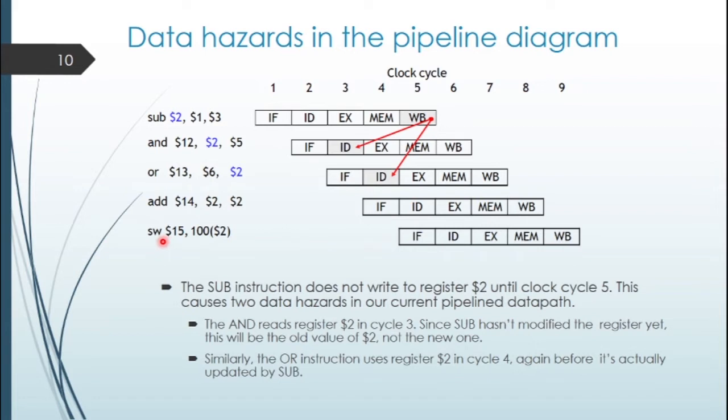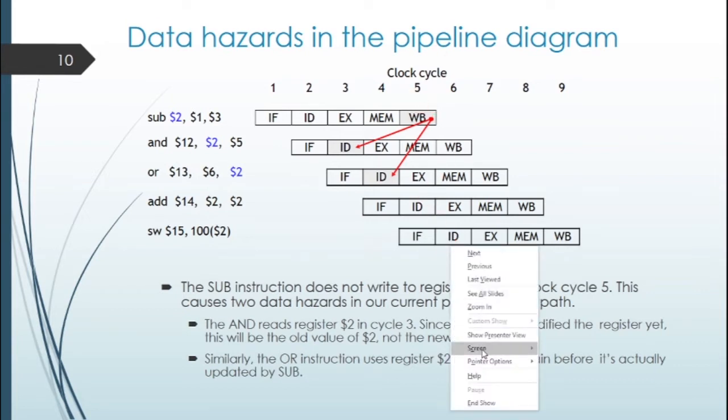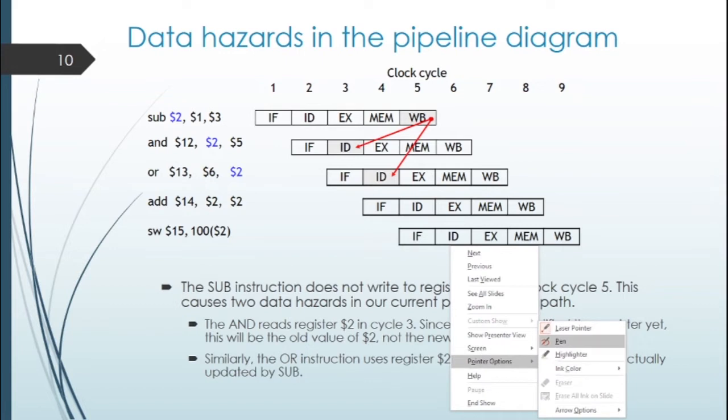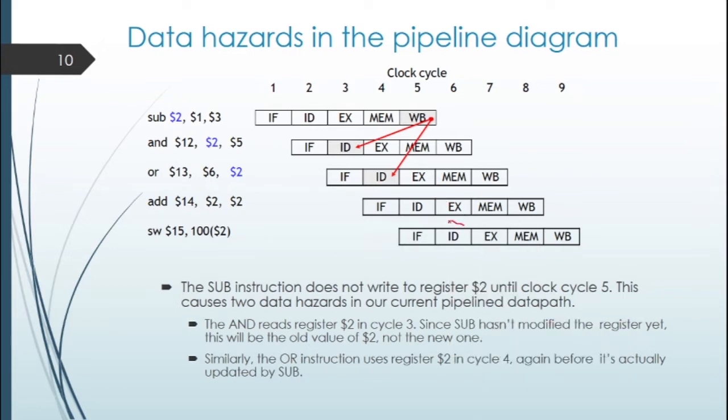The next one, the last store word instruction, the data is used in the 6th clock cycle. It is basically read in the 6th clock cycle, which is register number 2 that was written in the 5th. So that is also a dependency, you can see, but this dependency is quite okay. So that is after the write back operation.